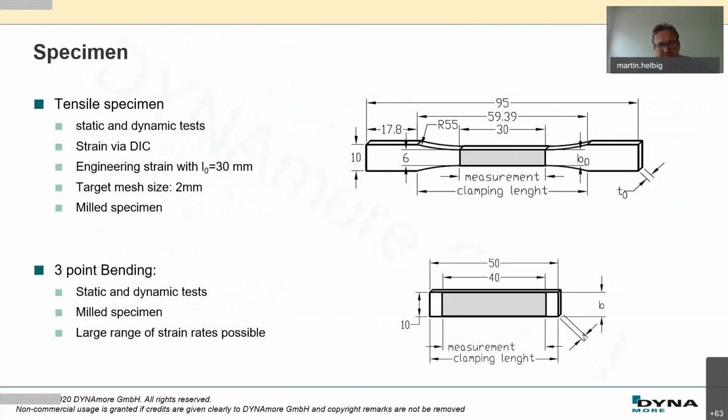We see a special tensile specimen with this geometry, and these are the bending specimens, and we measure the strain at these. And we have 2 different measurements. So this is the clamping length and the measurement length here. It's 40 millimeters.